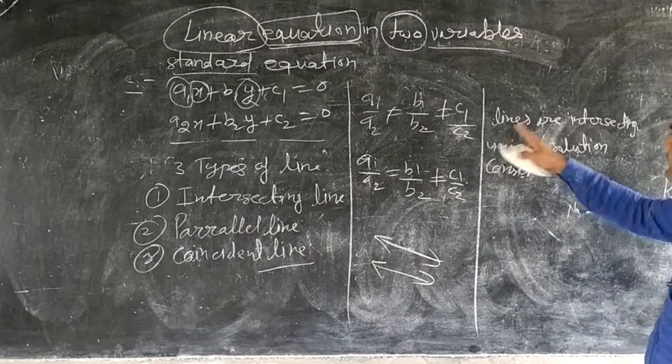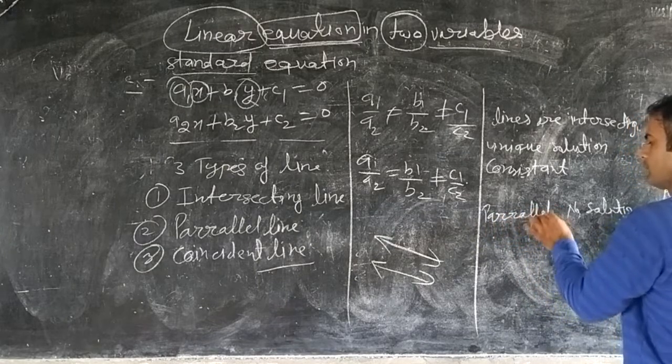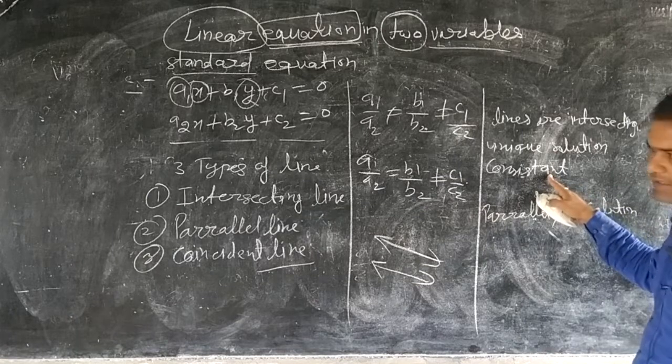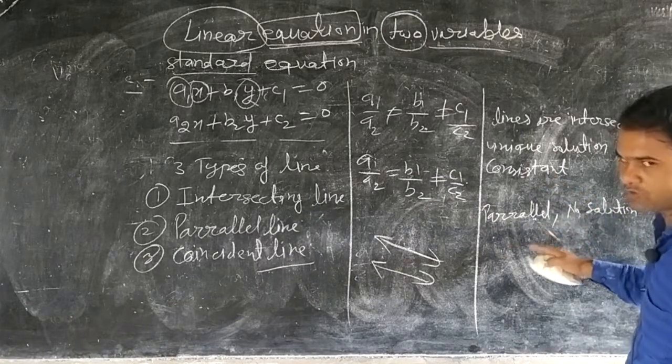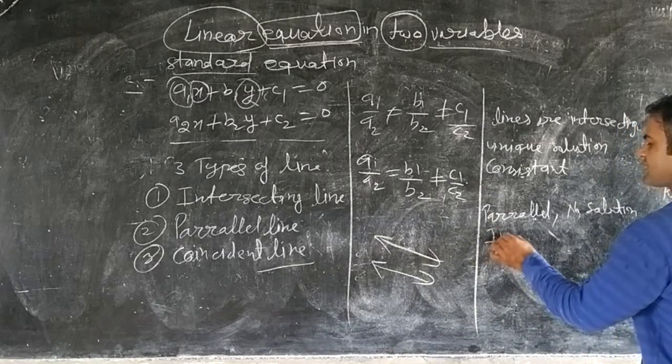We already described the types of line, which is parallel, with no solution. Consistent or inconsistent? It is inconsistent because they are not meeting at any point, so it is known as inconsistent.